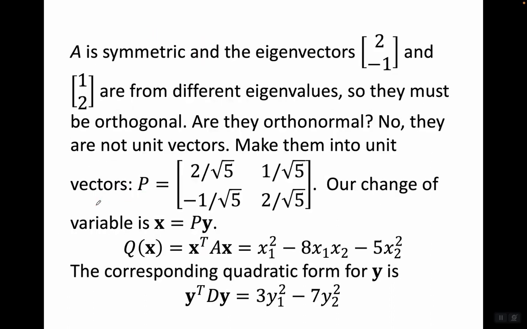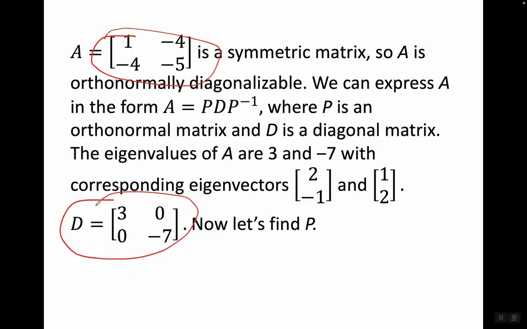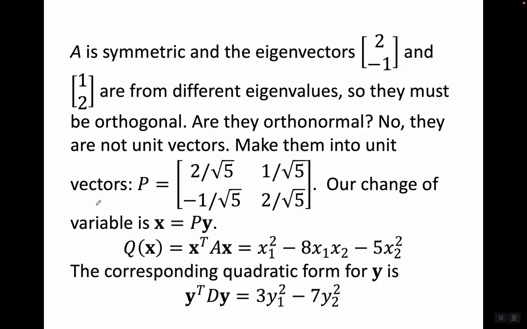Now let's find P. A is symmetric. The eigenvectors (2, negative 1) and (1, 2) are from different eigenvalues, namely 3 and negative 7. So because they're from different eigenvalues, they must be orthogonal. Are they orthonormal? No, they're not unit vectors. This is not a unit vector, and this is not a unit vector. So we're going to make them into unit vectors. Instead of (2, negative 1), we have (2 over root 5, negative 1 over root 5). And instead of (1, 2), we have (1 over root 5, 2 over root 5).